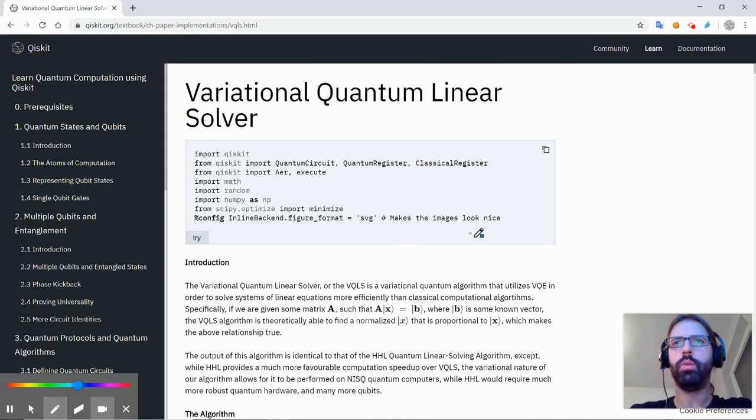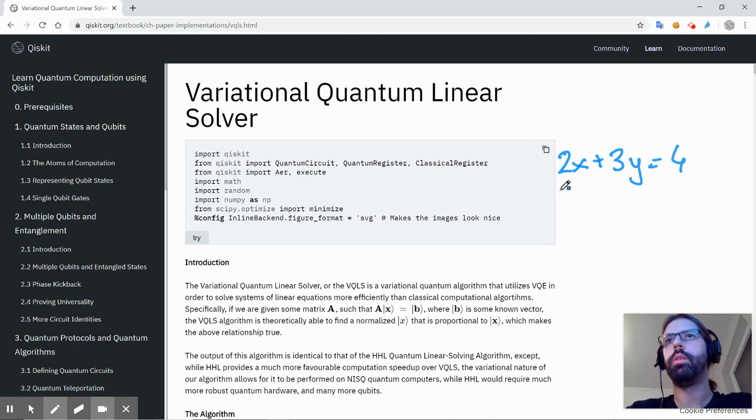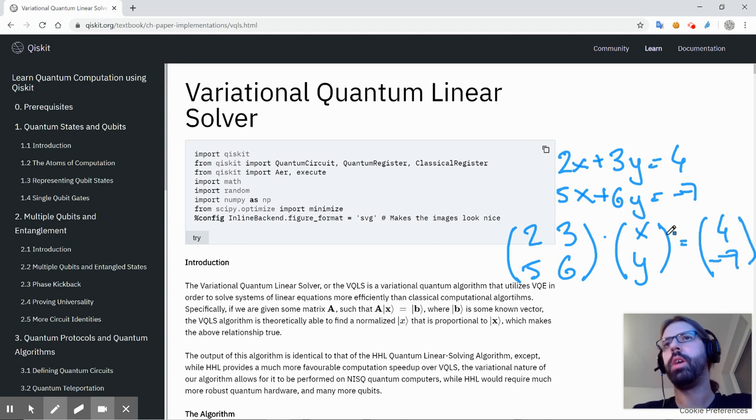So what I meant is, if you have an equation, say, for example, 2x plus 3y equals 4, and then you have, I don't know, 5x plus 6y equals minus 7, just to say something. A is then 2, 3, 5, 6. Then you've got the vector x, y, and then the right-hand side, 4 and minus 7. I just made up the numbers. If you multiply that out, you're doing these times these plus these times these equals these. So that's a way to represent your system of linear equations, and I'm assuming this is what it means.